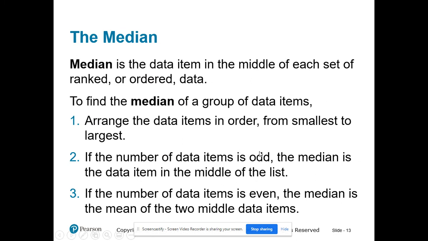The median is the middle number. But here's the thing: you have to order the numbers from smallest to largest. This is important. It's really easy if you have an odd number of numbers, like let's say we have 7, 9, 15, 32, and 48. If I have 5 numbers, it's really easy to see that my middle number is 15.